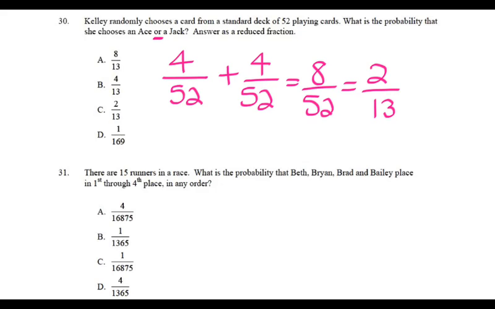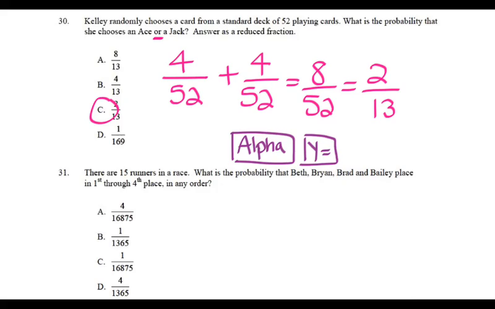Now, if you want to just reduce it in the calculator, you can hit alpha y equals to get the fraction, and if you type in 8 on top, 52 on the bottom, and then hit enter, the calculator will give you the 2/13, which is C.